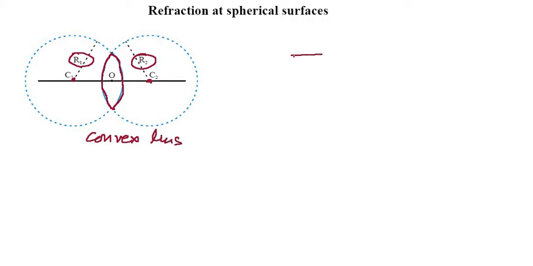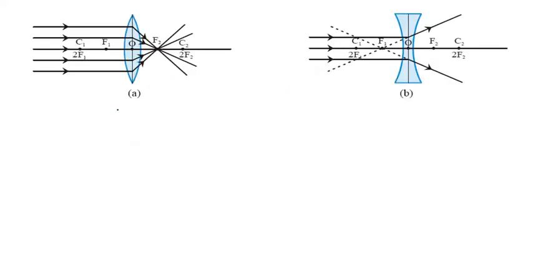And the second lens, that is the concave lens, you can see it is looking like this. It is a concave lens. So those are the two types you can see here. Now come to this one. It is the convex lens, and it is the concave lens. You can see here.